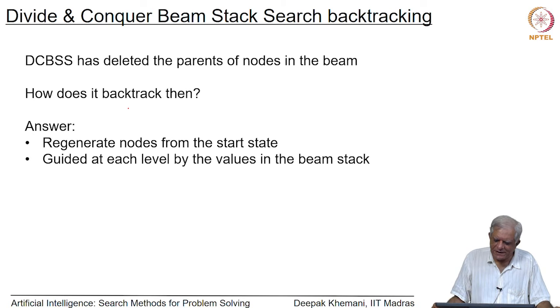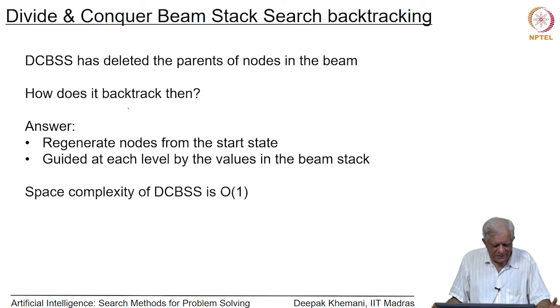So, this of course means a little bit of extra work, not too much extra work, and the result of this is that the space complexity of divide and conquer beam stack search is of order 1, or it is constant, because as we said it only keeps 3 layers of W nodes, where W is the beam width, which is basically a constant amount.